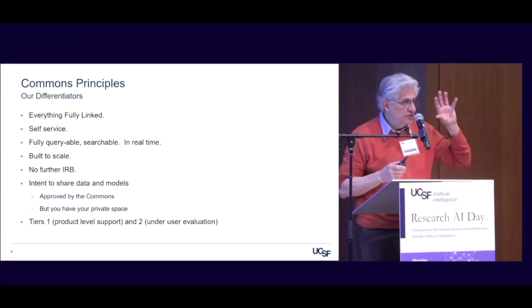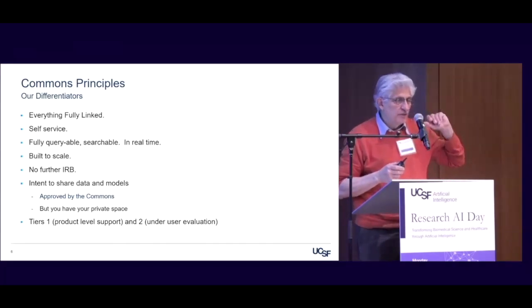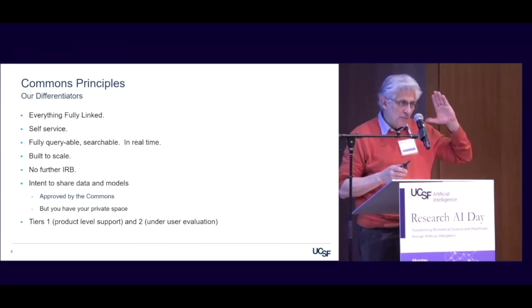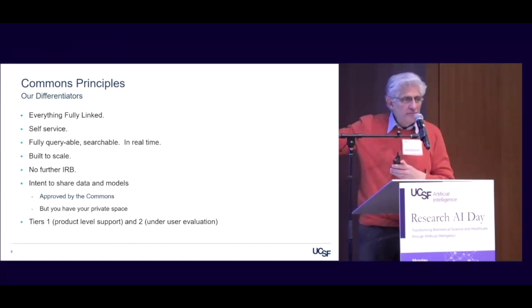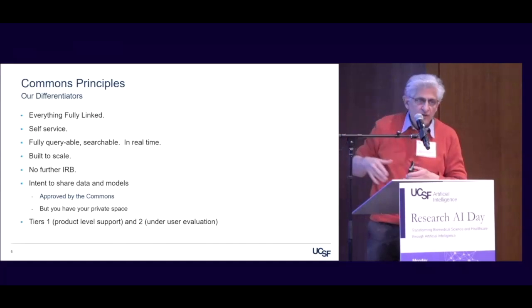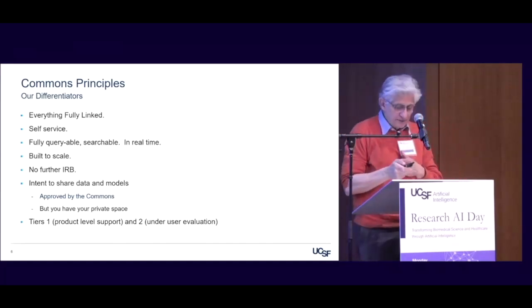There are two tiers of what we have as products over here. One is a product, which is tier one, top level, established. Yes, we need to support this. And then there's more emerging stuff, which is under evaluation. That's tier two. You'll see some of that.